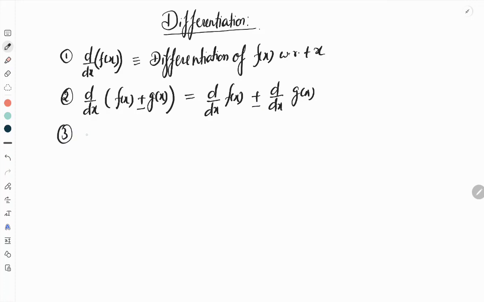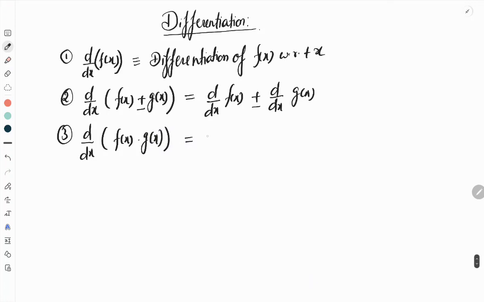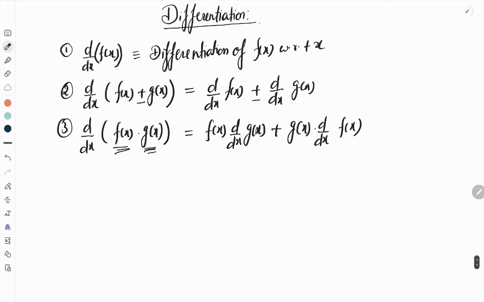The third rule is dy/dx of f(x) into g(x), let's say two functions are in multiplication. Then its differentiation will be: first function outside, that is f(x) outside, times the derivative of g(x), plus the second function outside, g(x), times the derivative of f(x). This is the third one.